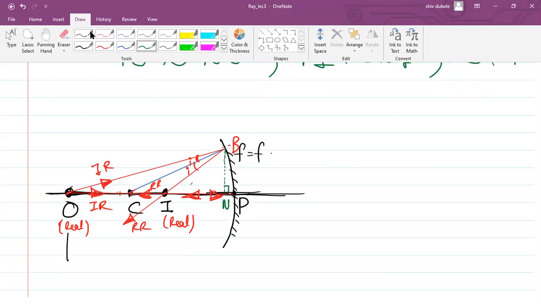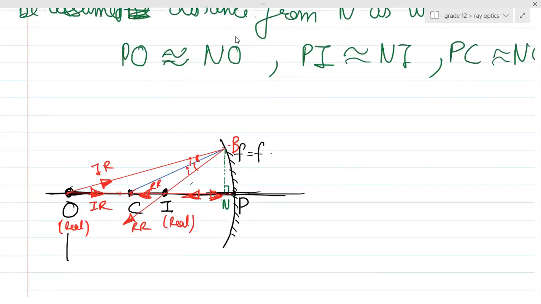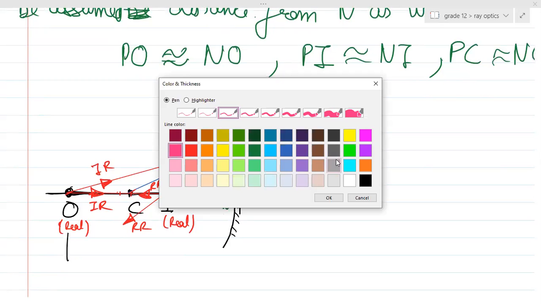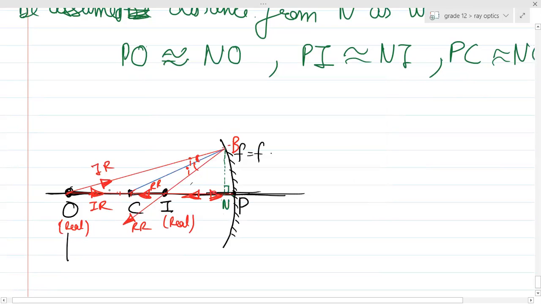So this angle. Shall I take one more color? Where is the color? Pink. Let's take it. I didn't take green. So guys, I'm taking this angle as alpha. The angle which this center of curvature line is making is basically beta, and this angle is gamma. So I'll try to draw the triangles for you again.